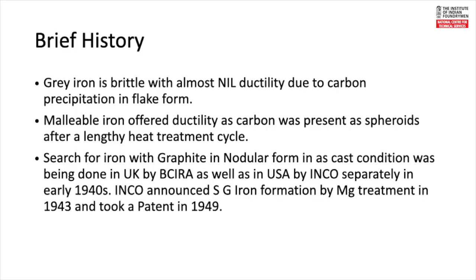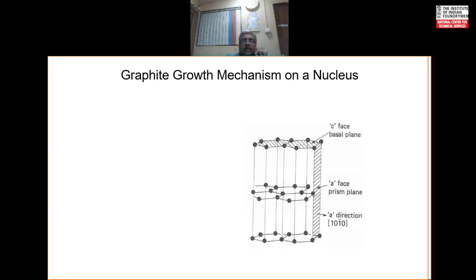Now the search for iron with graphite in nodular form in as-cast condition was being done in the UK by BCIRA, as well as in the USA by INCO, separately in the early 1940s. And INCO announced SG iron formation by magnesium treatment in 1943, and they took a patent on it in 1949. Let's look at what the graphite growth mechanism on a nucleus is.